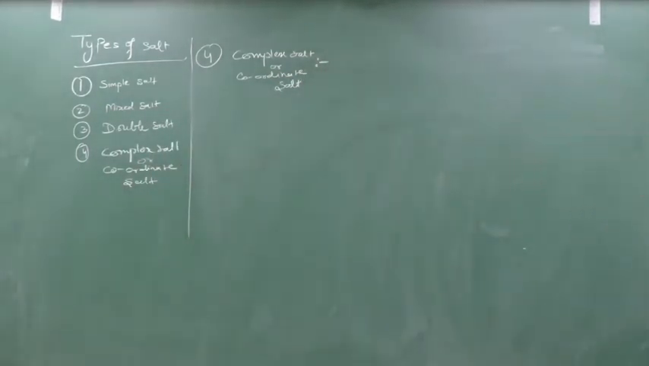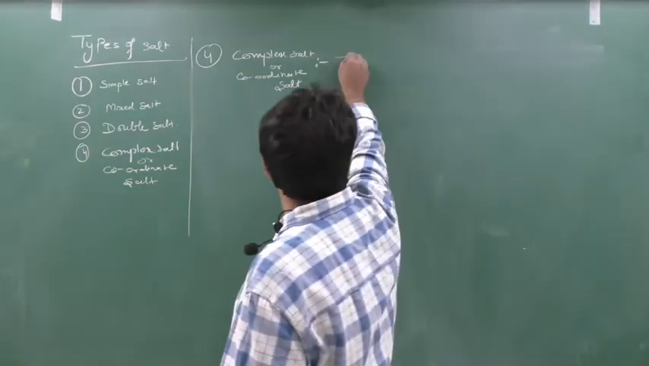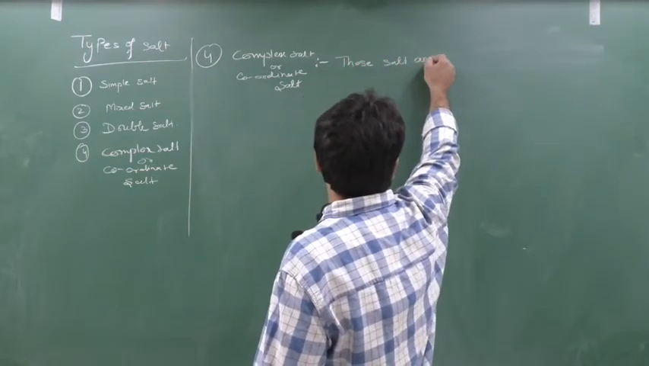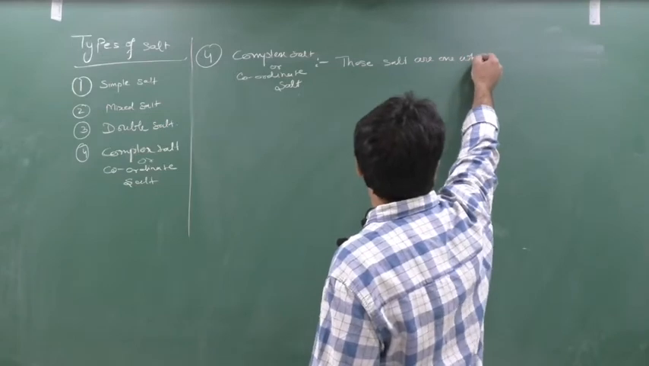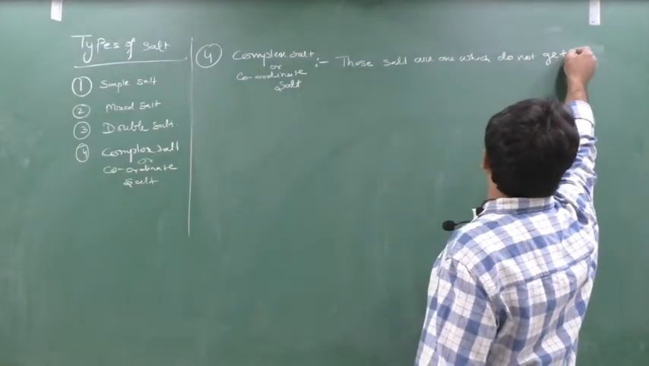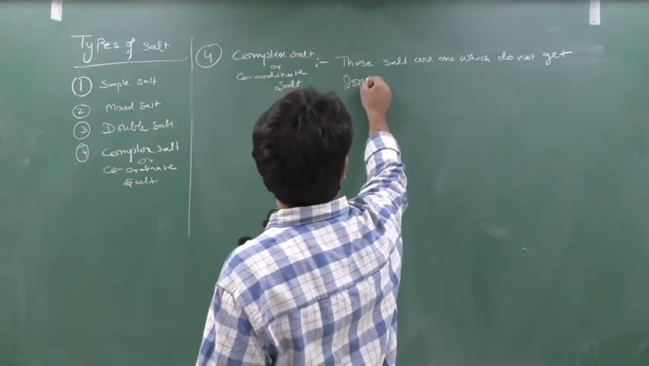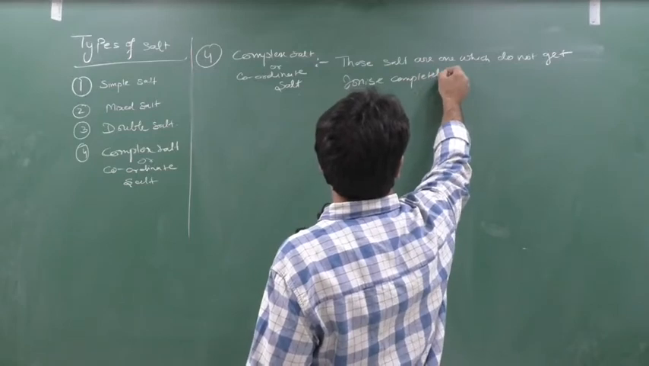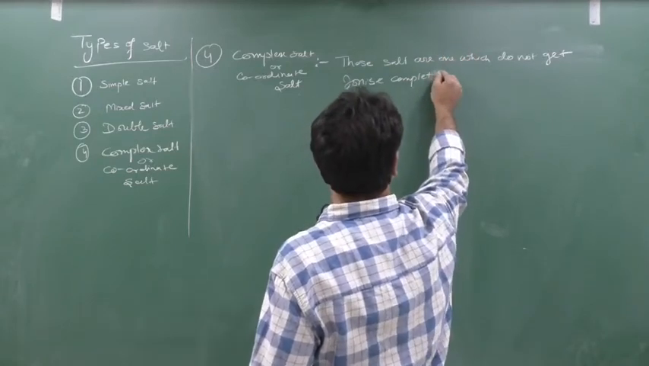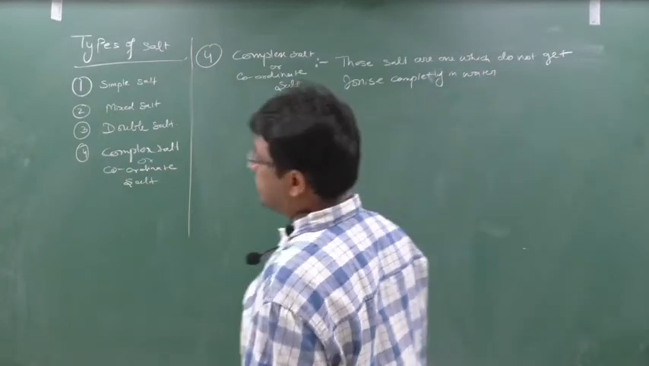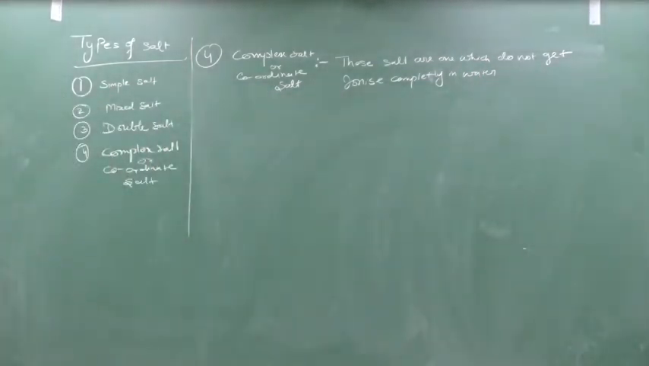So what do you mean by complex salt, coordinate salt? It is the opposite of a double salt. These salts are ones which do not get ionized completely in water. Or I can say there is partial ionization, not complete ionization.